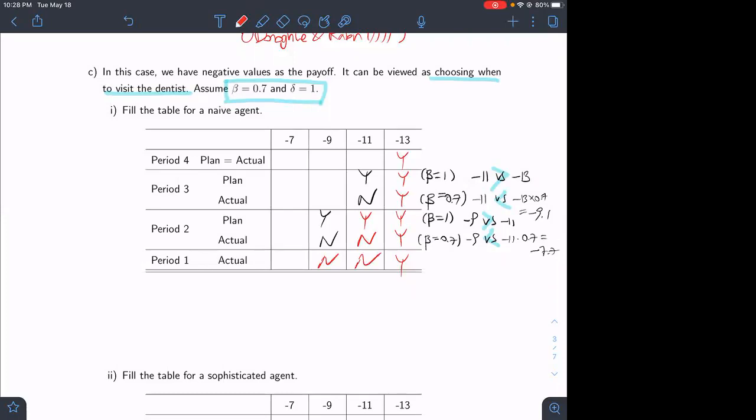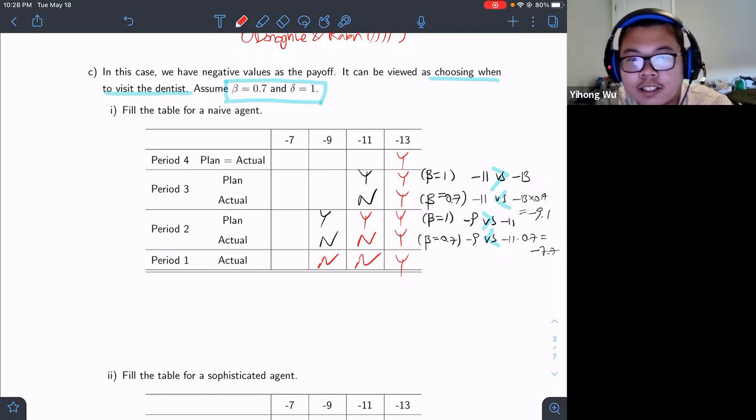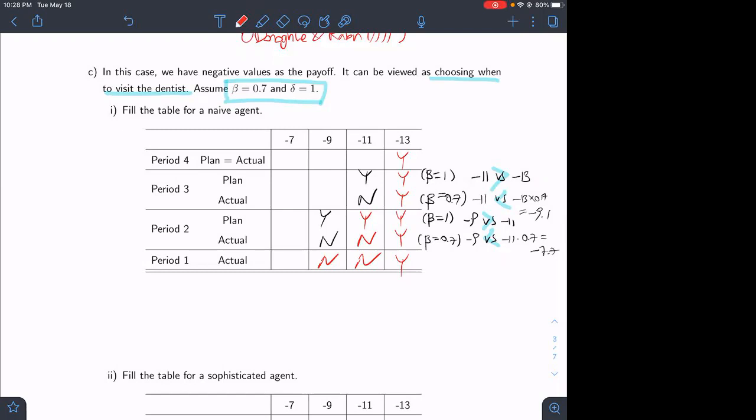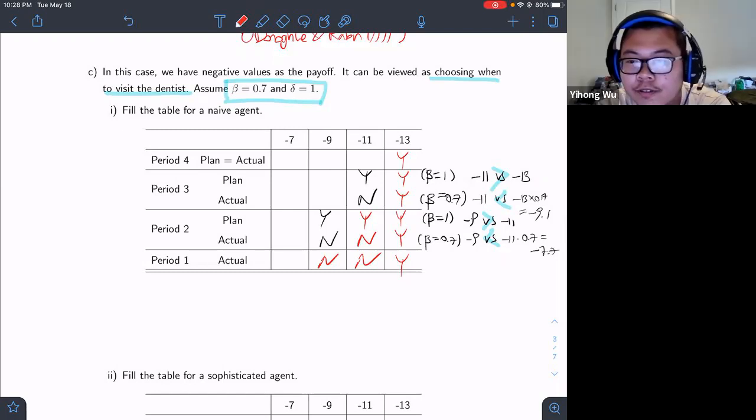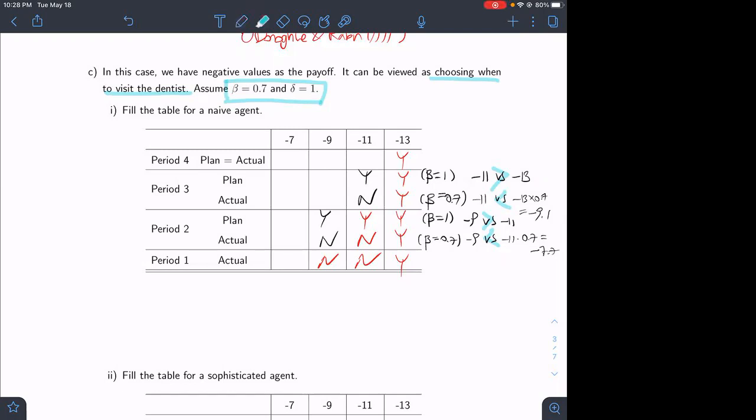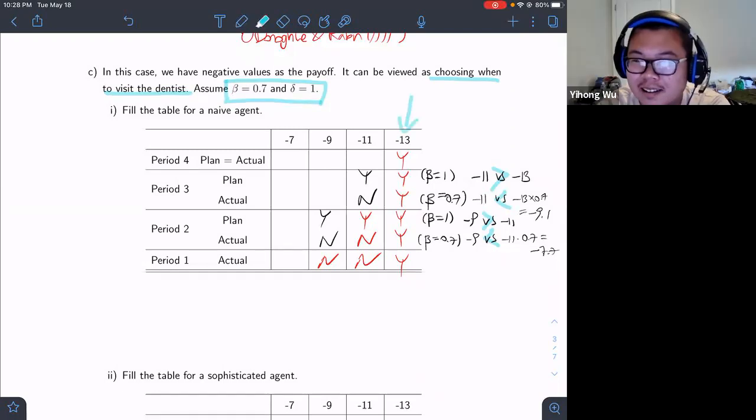Yes, question. I know this is a case for naive agents, right? Do we need to actually consider the case at period 4? Because right now we only care about -9 or -11. I think it's also worth it to care about the case when the utility is -13, right? You mean we need to care about the case here, right? Yeah, -13.